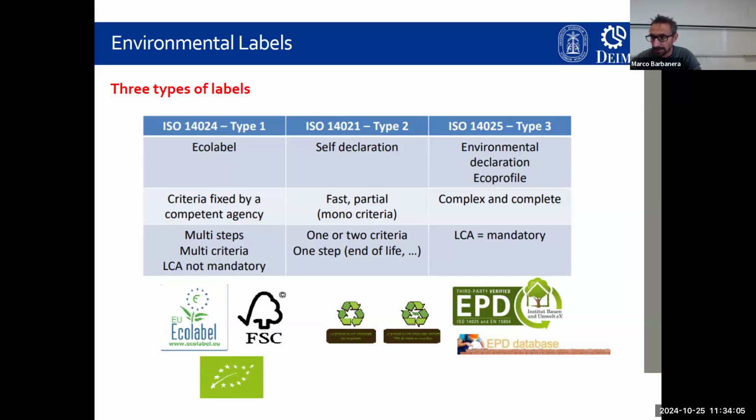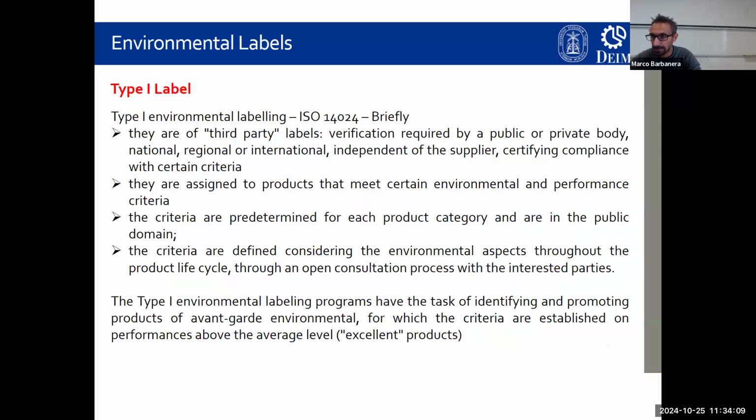But also type 1 is an interesting environmental label for different reasons. In this slide, you have an idea of the aim of this kind of label. First of all, type 1 labels are, as we have said previously, third-party labels, with verification required by a public or private body.